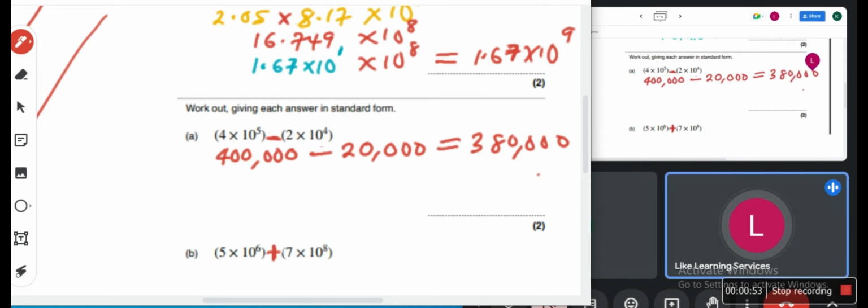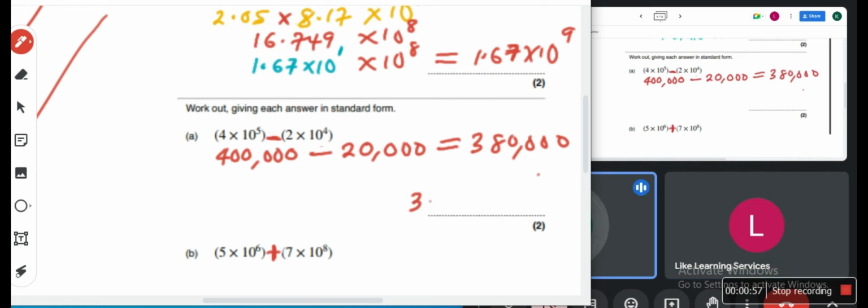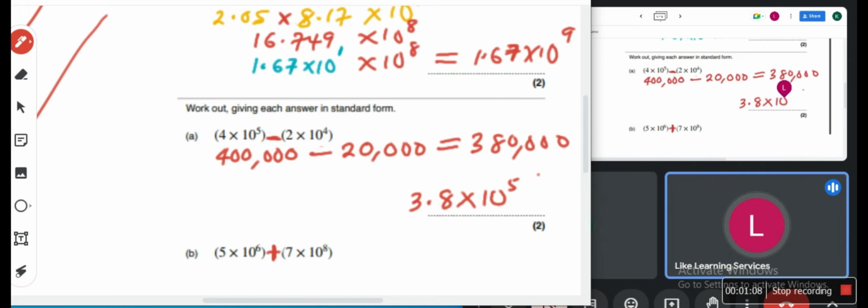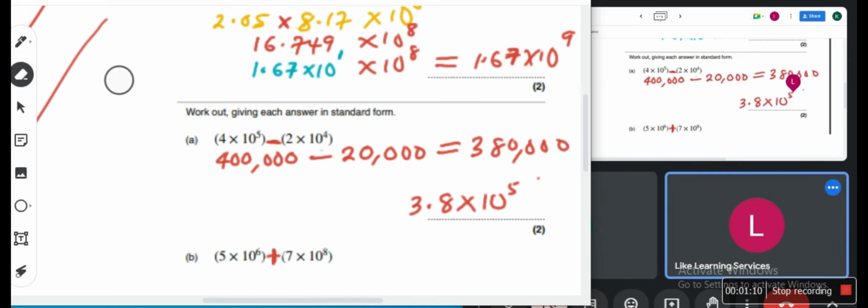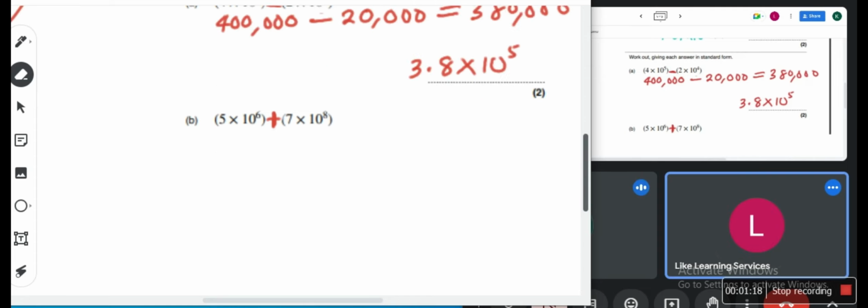And then in standard form, 3.8 times 10 to the power of 5. Okay. Let's do the next one.